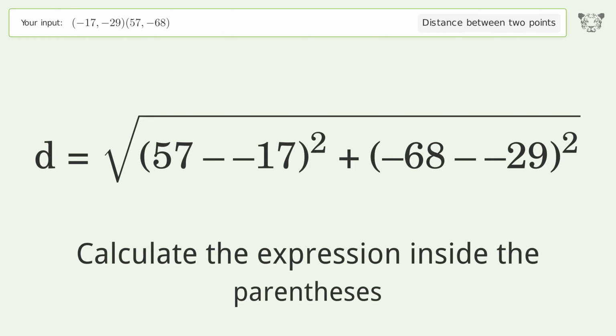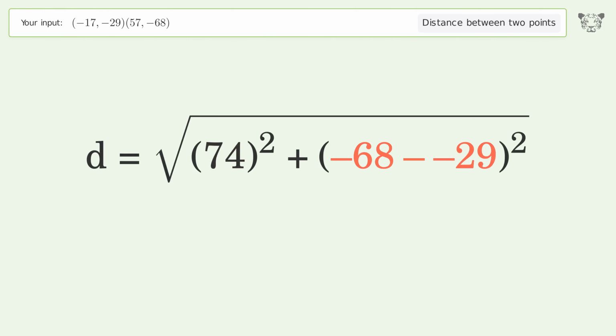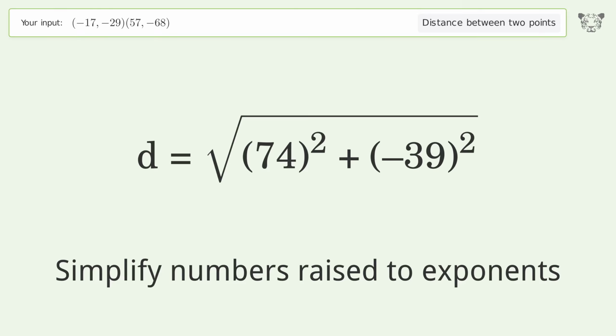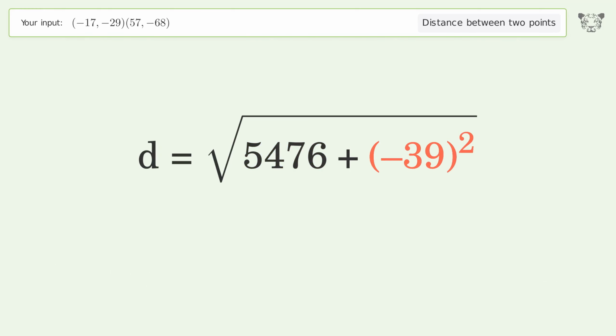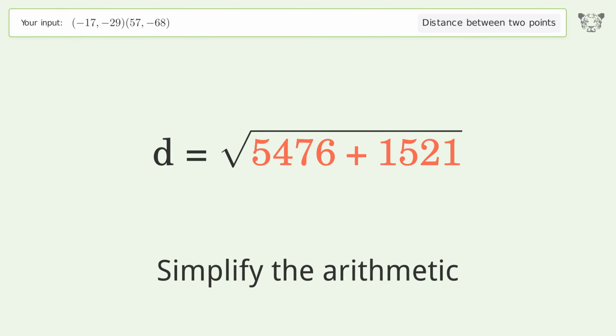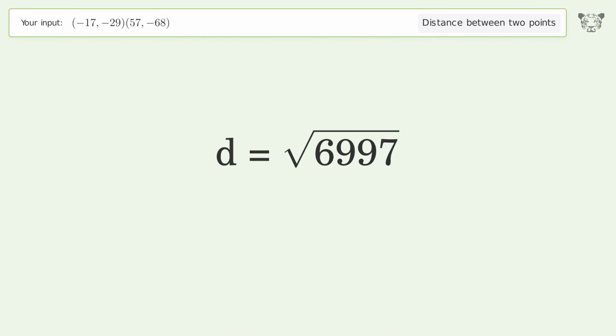Calculate the expression inside the parentheses. Simplify numbers raised to exponents. Simplify the arithmetic. And so the distance between the 2 points is the square root of 6,997, or 83.648.